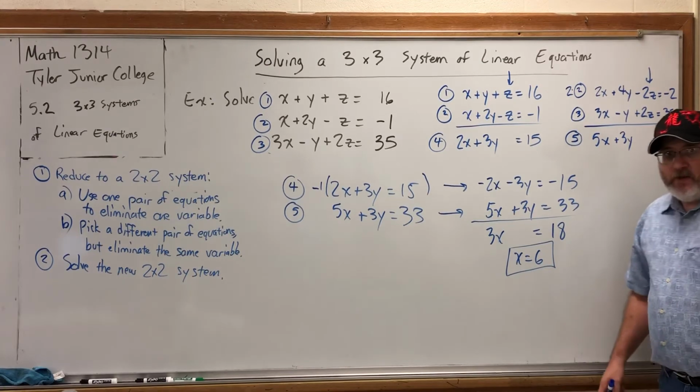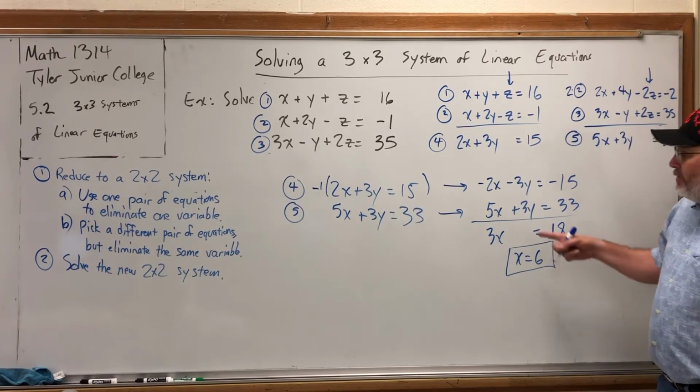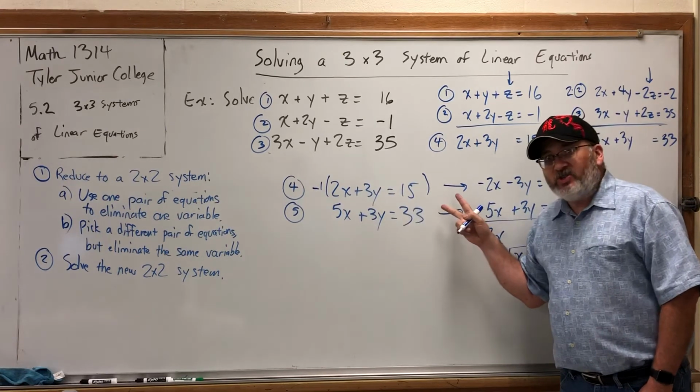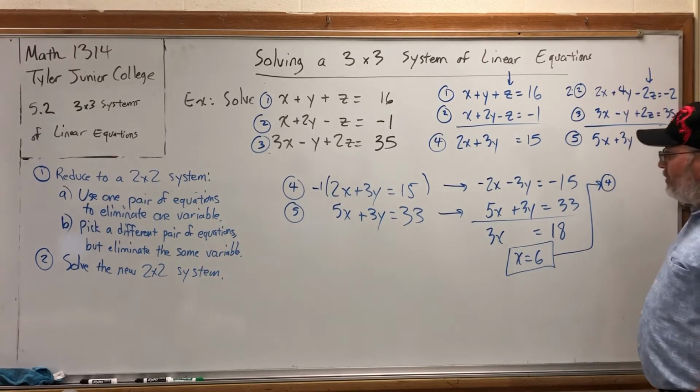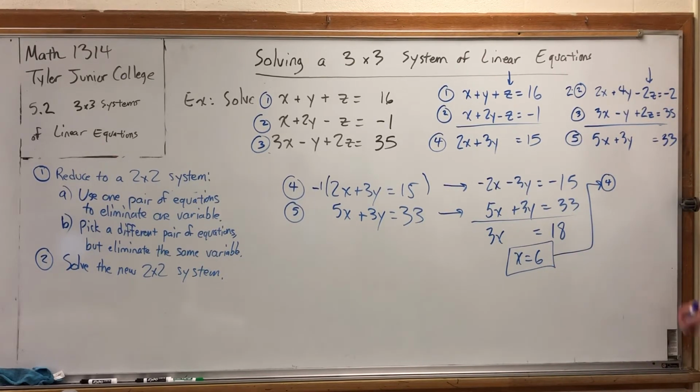Recall that to finish solving a 2 by 2 system, once you know the value of one variable, you can substitute it back into one of the equations in that system and solve for the other. Let's put it back into the original equation 4 before we hit it with the -1. 2x plus 3y equals 15. We think the x is 6, so we can substitute 6 for the x. 2 times 6 plus 3y is equal to 15. 2 times 6 is 12. So 12 plus 3y equals 15. Subtract 12 from both sides to get 3y equals 3. And then divide both sides by 3 to get y equals 1.